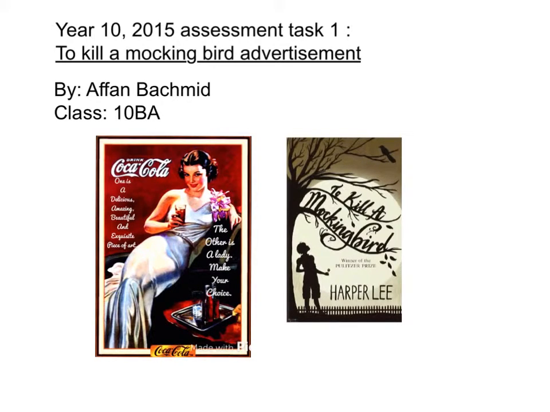Today, I will be presenting a poster of Coca-Cola, which I've created through the use of ADA, stereotypical representation, visual techniques, and persuasive language. My poster is based on the 1930s context, which is the same time frame as the novella To Kill a Mockingbird.